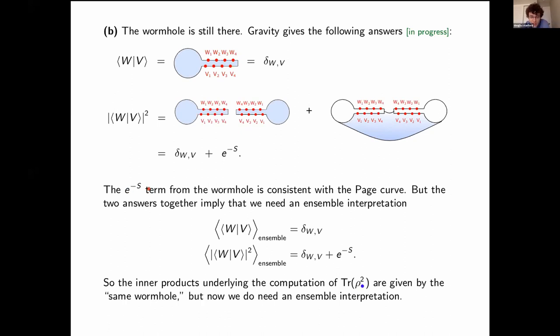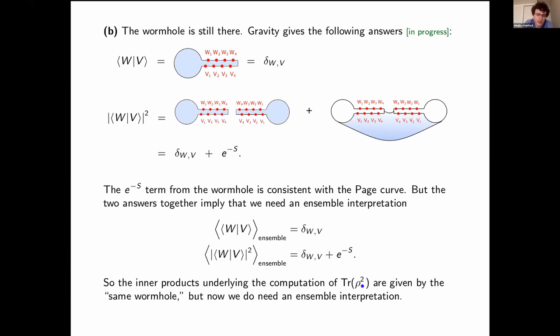So this e to the minus S term is good because it gives an answer that's consistent with the Page curve. And that's not really too surprising, because it's kind of the same wormhole that's appearing in both cases, a wormhole connecting these two copies of the black hole. But now we can see that there's, again, just a flat out contradiction between the answer for this quantity here on the left and the answer for this quantity here. So in order to interpret these computations, we need to go back to some kind of ensemble interpretation where we introduce extra angle brackets and we interpret the gravity as computing the ensemble average of either this inner product or the square of the inner product.